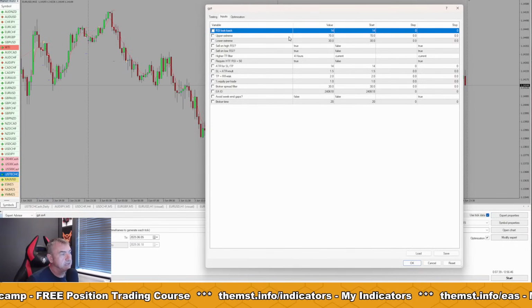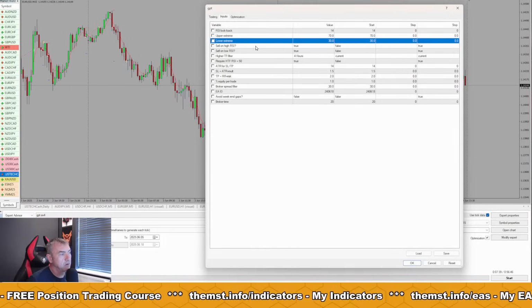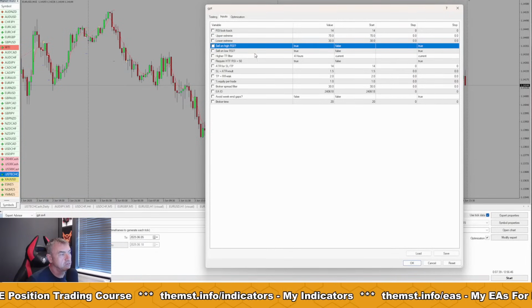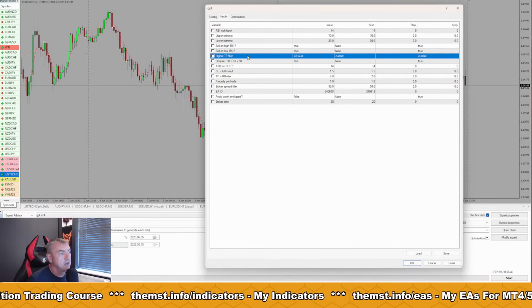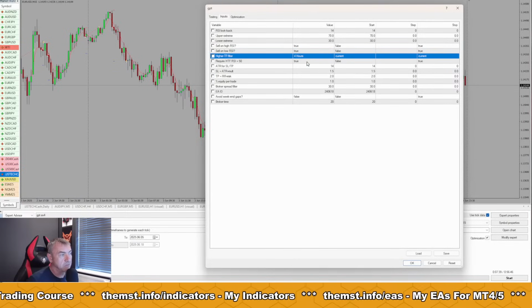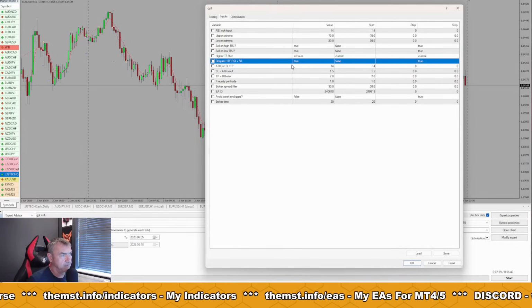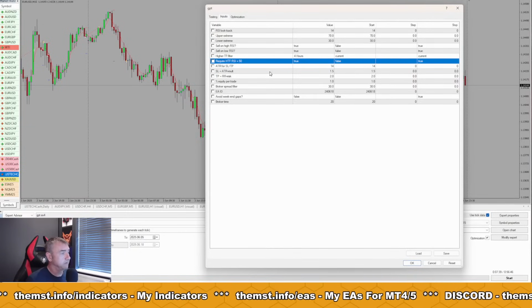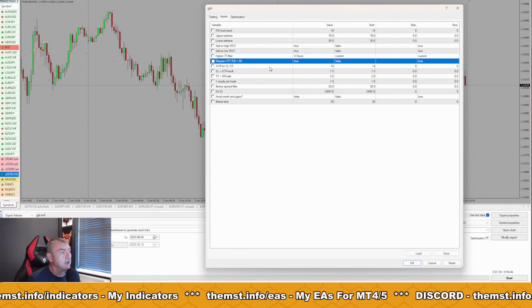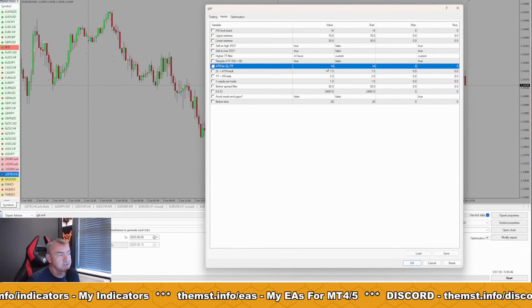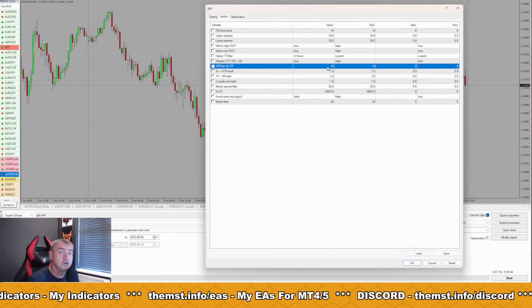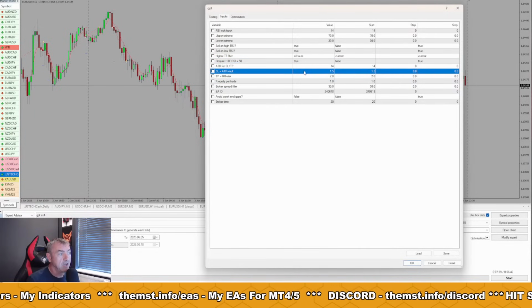RSI lookback 14, extreme upper, extreme lower, sell on high true, sell on low true, higher time frame filter 4 hours, require higher time frame RSI 50 equals 50. Don't know what that means. I'll have to read what it's built. ATR for stop loss. So it's using average true range as a stop loss parameter.